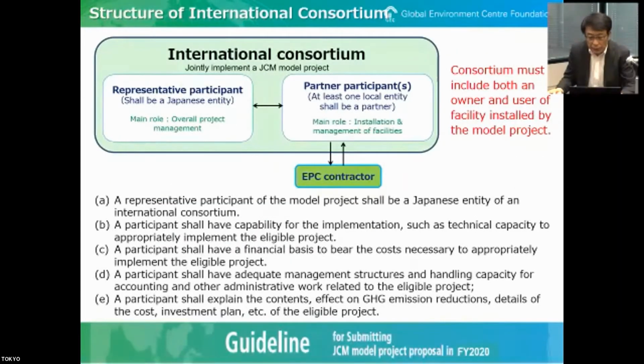This slide shows the basic structure of international consortium. Representative participant shall be a Japanese entity. Its main role is overall project management. At least one local entity in the partner country should join the consortium as a partner participant. Its main role is installation and management of facilities. We review application for the financing program to see if the members of consortium have relevant technological and operational experiences, financial resources, and administrative capabilities.